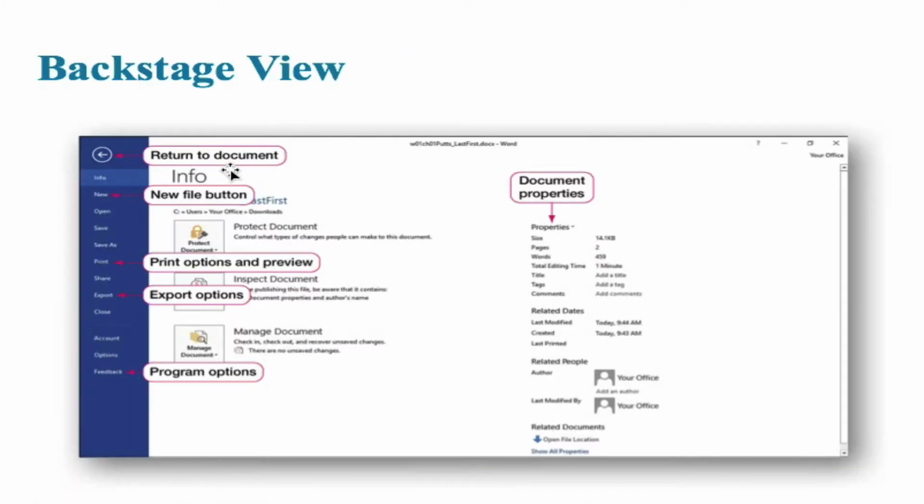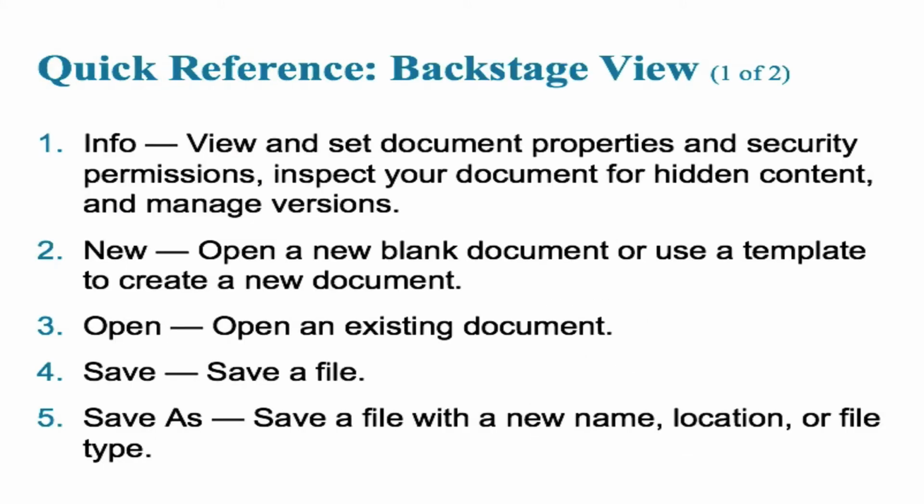Backstage view. Return to document. New file. Document properties. Options. Exporting to somewhere else like PDF, whatever the case is. Quick reference, Backstage view, we have info, new, open, save, and save as. So hopefully everybody knows what that is.